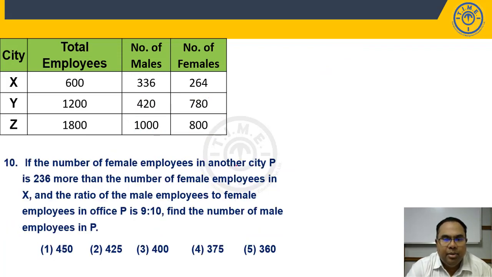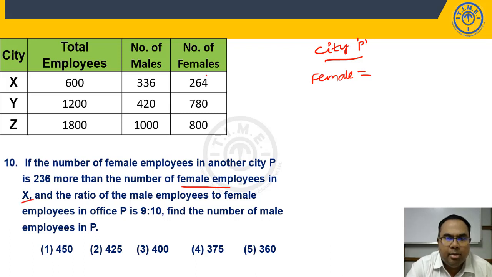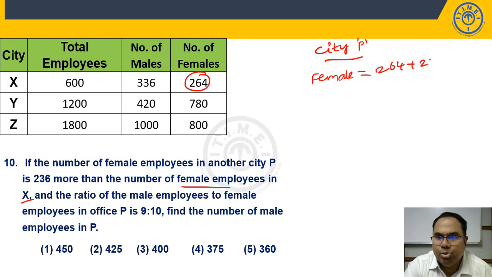Now it is talking about another city P, we don't have information about this city, and is giving some information about city P. Number of female employees in city P is 236 more than number of female employees in X. How many females in X? 264. In city P it is 236 more. How much? 500 total female employees.